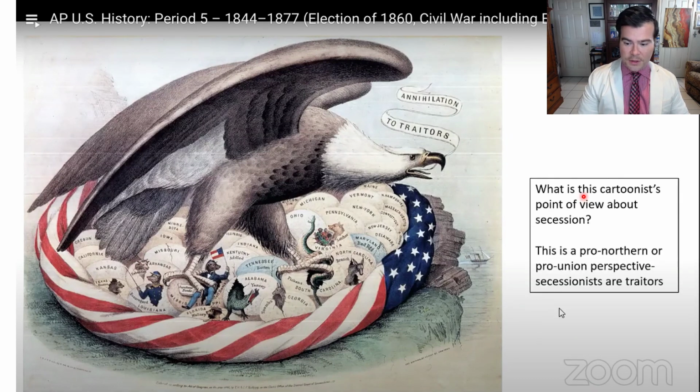So let's see. This is a pro-northern, pro-union perspective on secessionists. The southern states that broke away, the secessionist states, they are traitors, which they were, plain and simple.